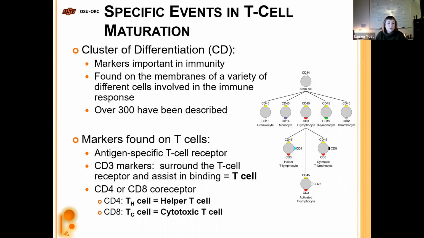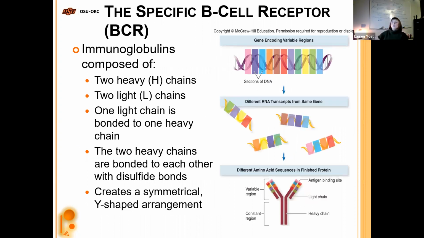CD3 surrounds the T cell receptor and assists in binding for T cells. CD4 or CD8 depending on the cell. CD4 is involved in T helper cells, and CD8 is involved in cytotoxic T cells. So you are going to have to know what these are. I know you're like, well, whatever. But yeah, no, you're going to have to know the differences of those.